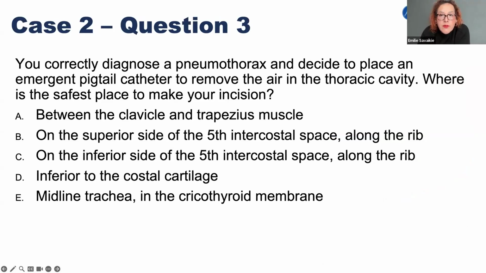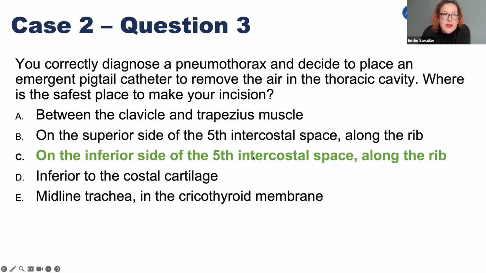And I think 2 more people. And that's good enough. Let's share the results. And because of that slide, and I don't know if people were allowed to change the answer, but it's on that inferior side of the 5th intercostal space, so we don't damage that neurovasculature.